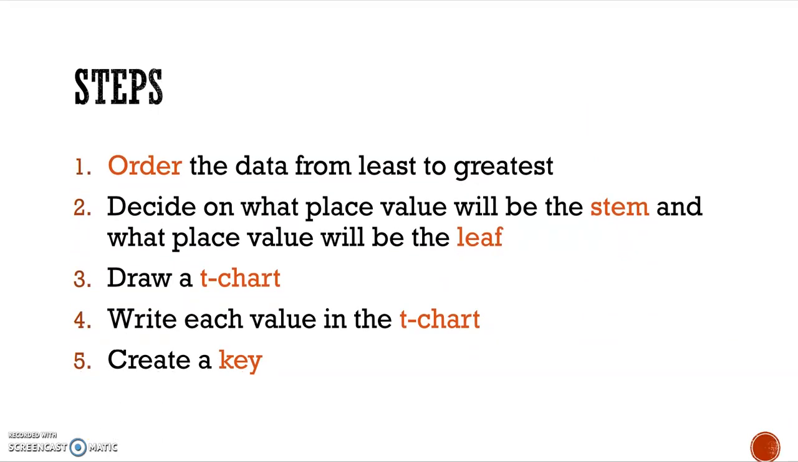Alright, so what you're going to do is order the data from least to greatest if it's not already that way, and then decide what place value will be the stem and what will be the leaf. Remember, the leaf can only have the last digit of the number, so everything else is considered the stem. You're going to draw your T-chart, and then you're going to place each value in the T-chart and create your key.